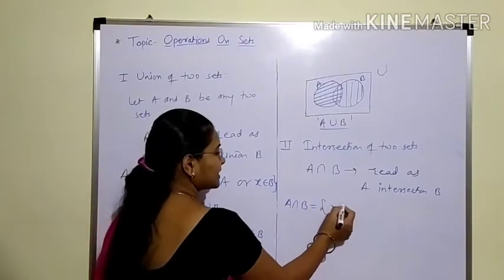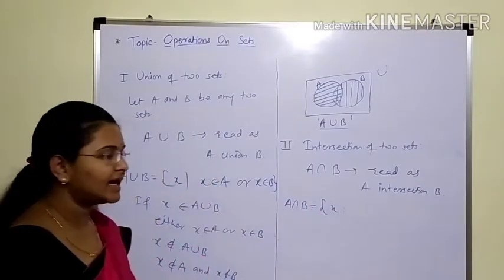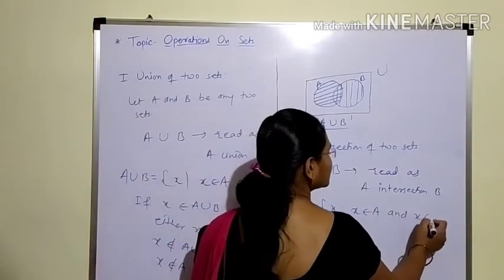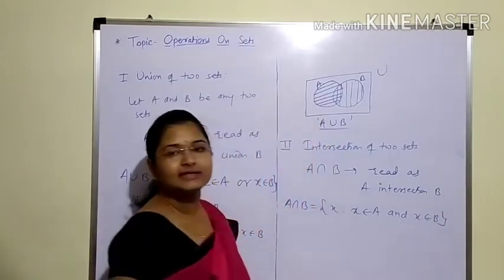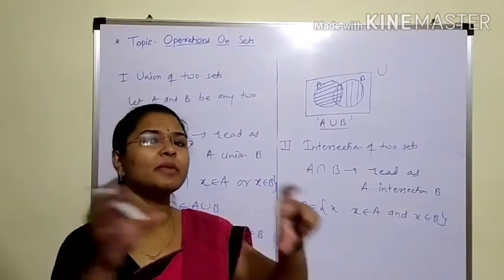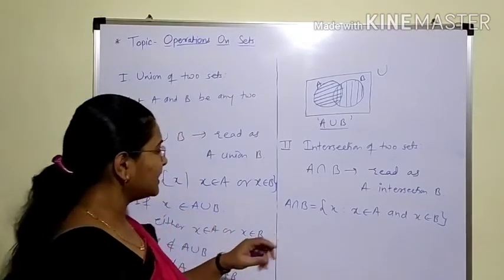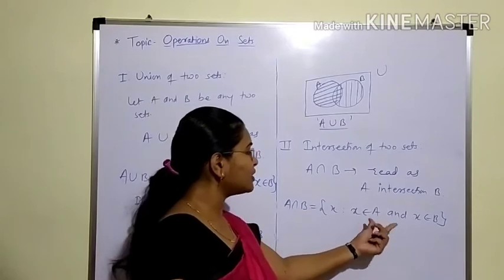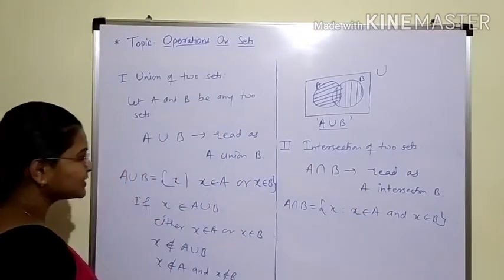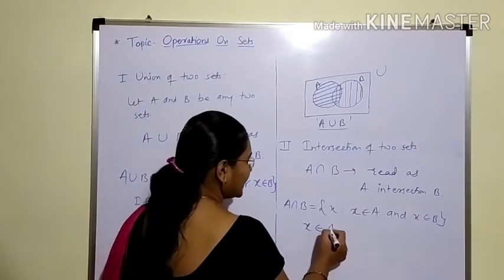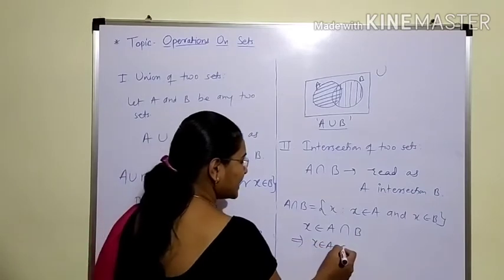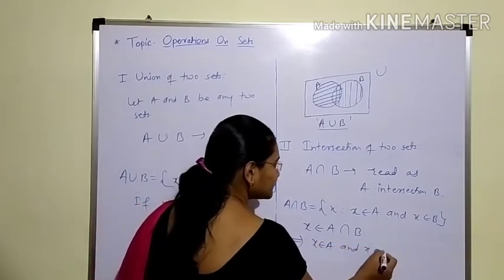A intersection B is a set of X such that X belongs to A and X belongs to B. In the last session, I took some examples in which we took common elements. So it is a set of those elements which are common in both A and B. So if X belongs to A intersection B, then X belongs to A and X belongs to B.